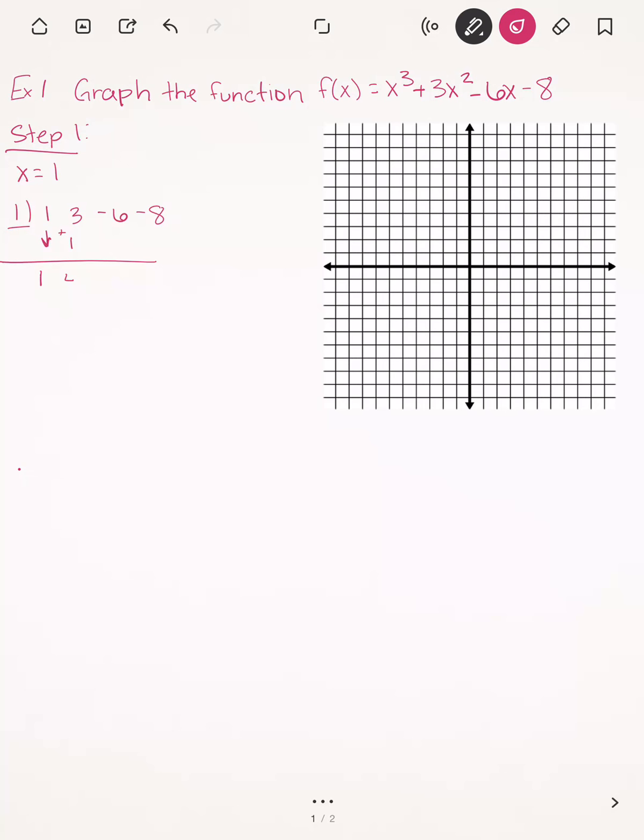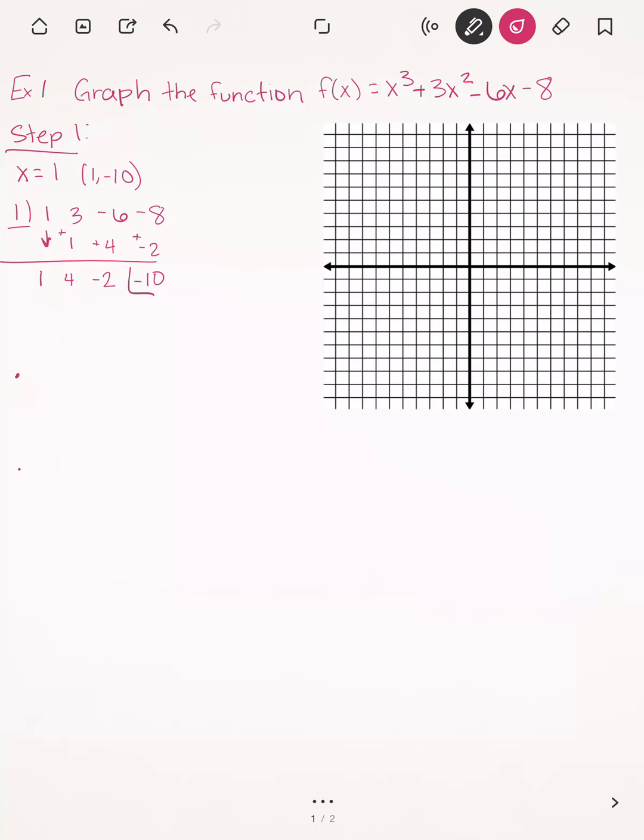3 plus 1 is 4. 1 times 4 is 4. And then I add again. Negative 6 plus 4 is a negative 2. 1 times negative 2 is a negative 2. And negative 8 plus negative 2 is a negative 10. So in this case, my remainder is not 0. Therefore, I must try again until I get a remainder of 0. What this does tell me is I have a point when x equals 1, at negative 10. So 1, negative 10 is a point, but it did not give me my 0.